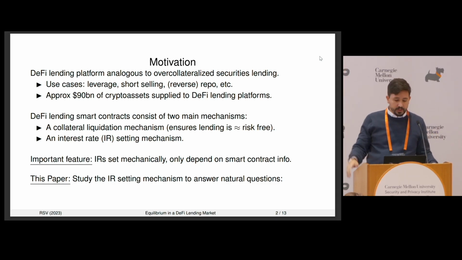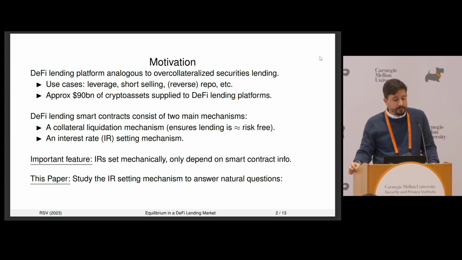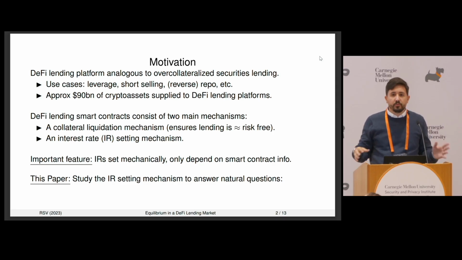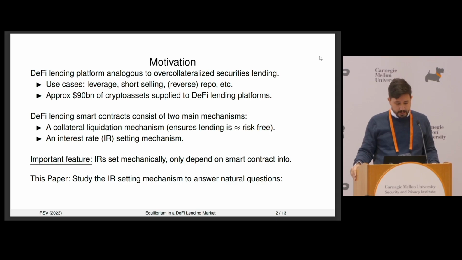So what can you do with this? Basically, you can use it to build leverage. You can use it to short certain crypto assets. You can also use it for things like repo and reverse repo, and we might see more of that as treasuries become tokenized. It's a particularly large market, and so this is why we're interested in studying it.